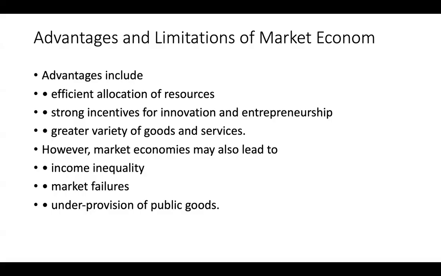Then the second limitation is that the market economy also experiences market failures. There's a series of market failures. Markets fail to allocate resources efficiently. An example is pollution, because you don't regulate. It's only based on demand and supply to determine what to produce, how to produce, when to produce. So there's always market failure, the issue of pollution.